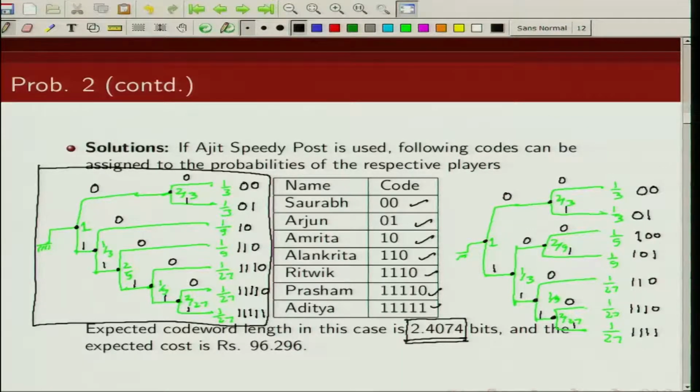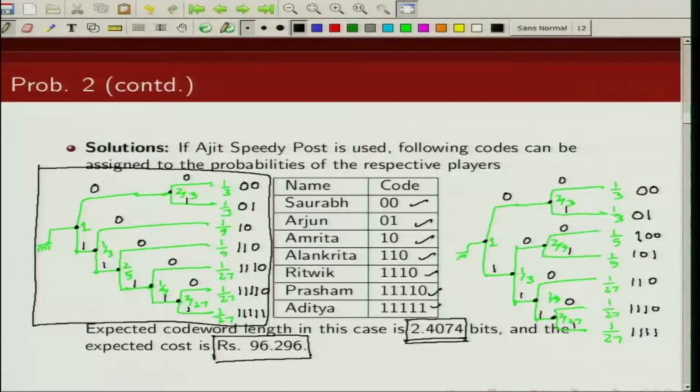Now what was the cost of Ajit's speedy post? It was 40 rupees per binary bit. So if you multiply it by 40, we are going to get the expected cost if we use Ajit's speedy post. So the cost involved if Vipul uses Ajit's speedy post is 96.3 rupees.